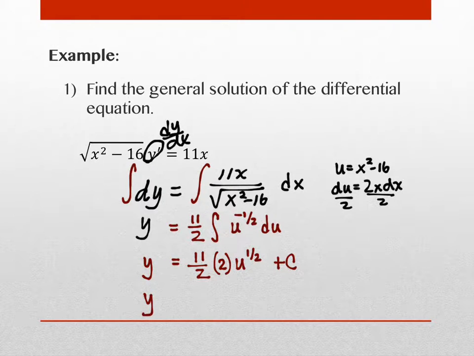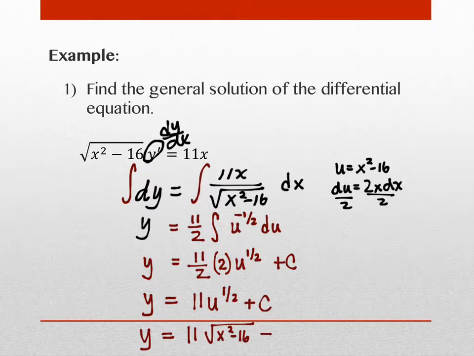So what is this equation going to equal? 11 u to the 1/2 plus c. Now, think with me. There are two steps that I need to simplify on this. What do I need to do? Okay, I need to replace u with values of x. What's the other step I need to do? Put the square root back, because it started out in square root form. So this is going to be 11 square root of x squared minus 16 plus c. I just did it both at the same time. Put it back in radical notation and put the u back in. Or put the x's back in for u, technically.